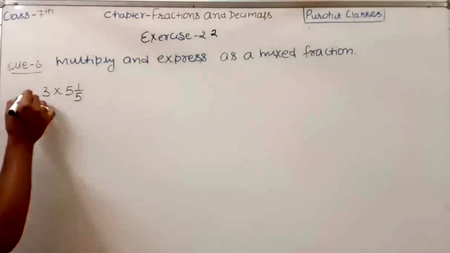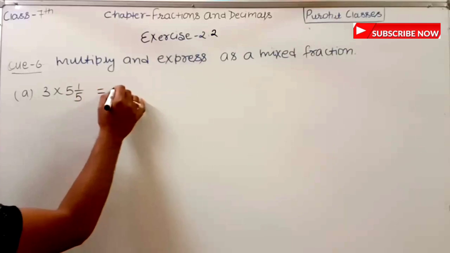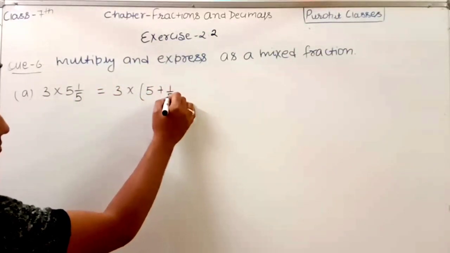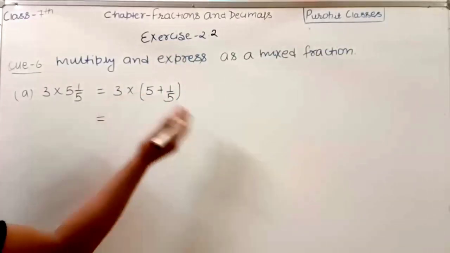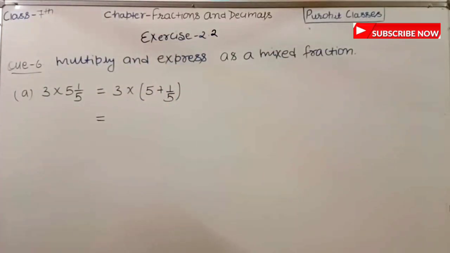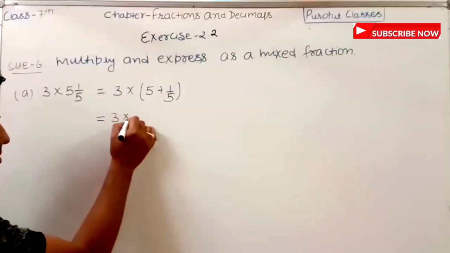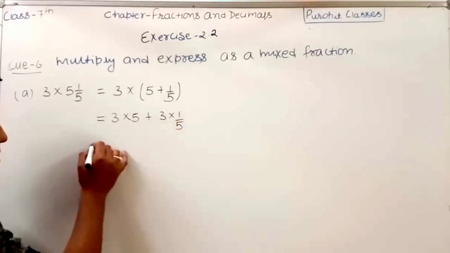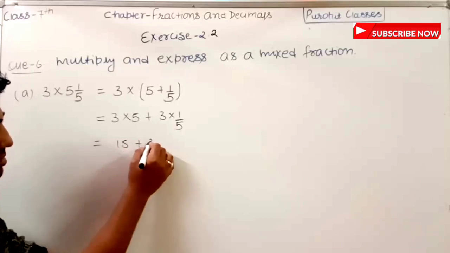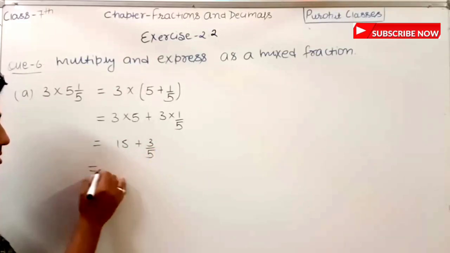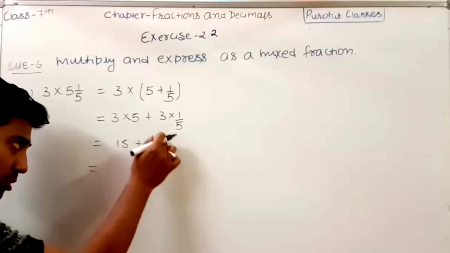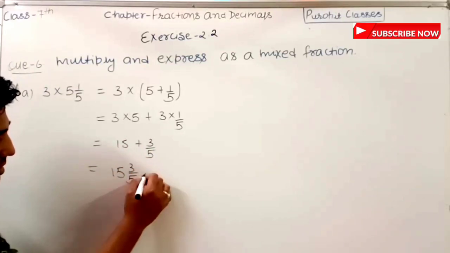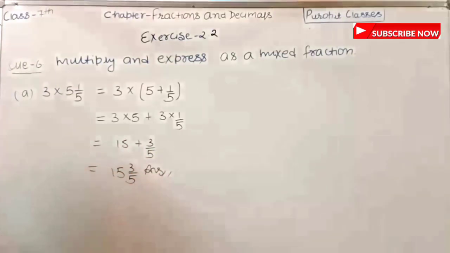First, the A part is here. As you know, it can be written as 3 multiplied by 5 plus 1 upon 5, and we'll be using here the distributivity of multiplication over addition. So this will be 3 multiplied by 5 plus 3 multiplied by 1 over 5. So this will be 15 plus 3 over 5, and since it is a proper fraction, it can be written as 15 whole 3 upon 5, and this is our answer.